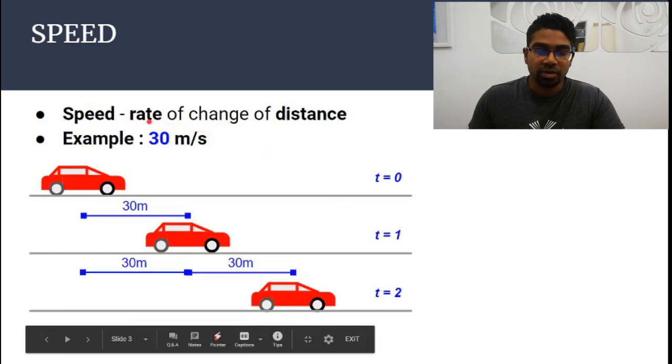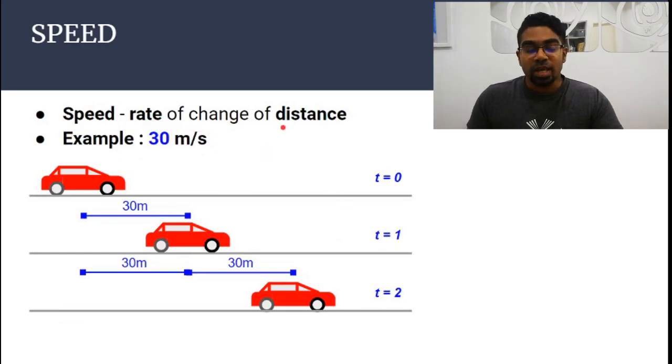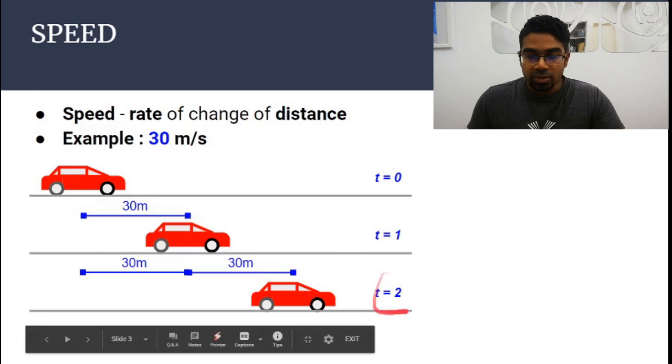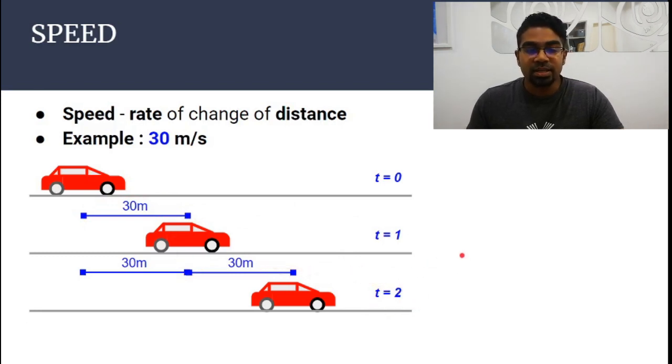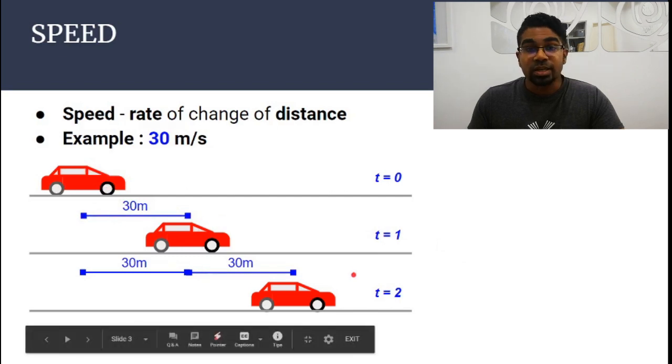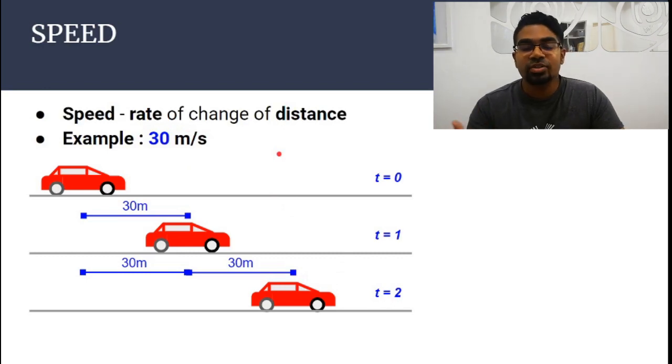Speed is simply the rate of change of distance. What does this mean? For example, let's say the car is stationary at this point and time equals 0 seconds. Now after 1 second, the car has moved 30 meters. And then after 2 seconds, the car moves a further 30 meters. So it has moved a total of 60 meters in 2 seconds. So the distance of the car from the original position keeps changing. So 30 meters per second means every second the car travels 30 meters. So that's what speed is.